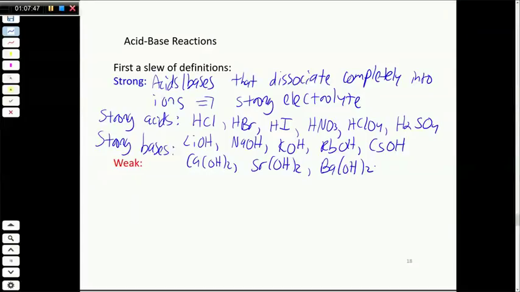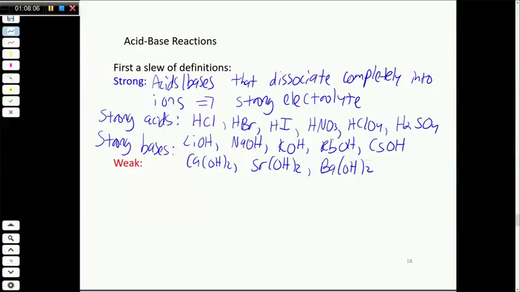Okay, so bases are easy to recognize because they have OH in the formula. The caveat being, if it's going to be a strong base, it has to be soluble. So you have to remember which ones are soluble and keep that straight in some cases. In most cases, that doesn't matter. If we give you a hydroxide compound, it's going to be one that we're expecting you to know behaves as a strong base. But it has to be soluble for that to work.